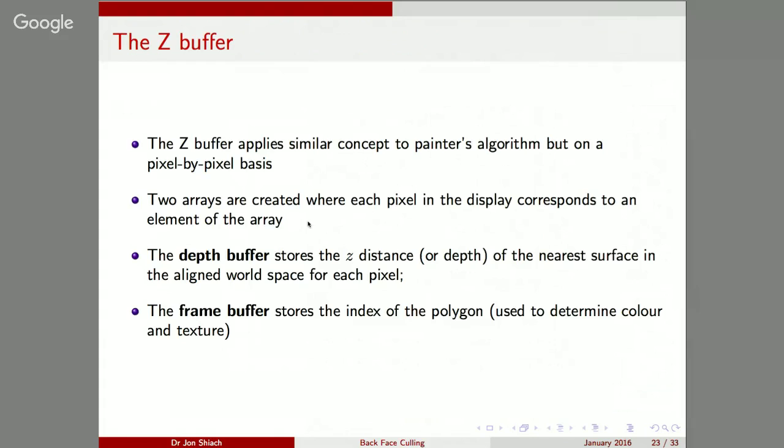You also have what we call a frame buffer, which is exactly the same size as your Z buffer, which is exactly the same size as your screen pixel array. It stores the index of the polygon, or more often the color. So let's say it stores the color. If your closest polygon is a red polygon for that particular pixel, in your frame buffer you store that red color.